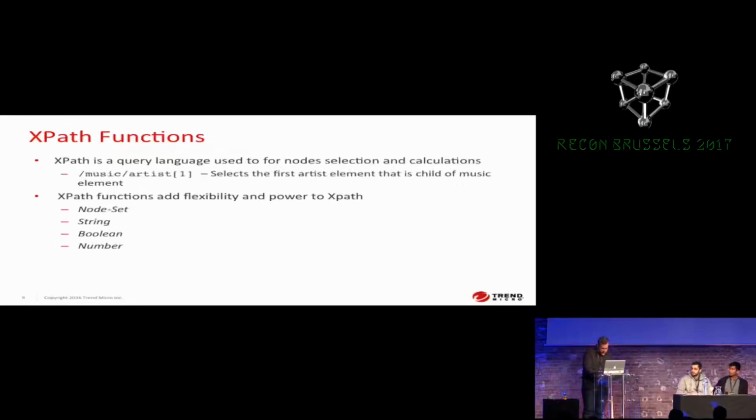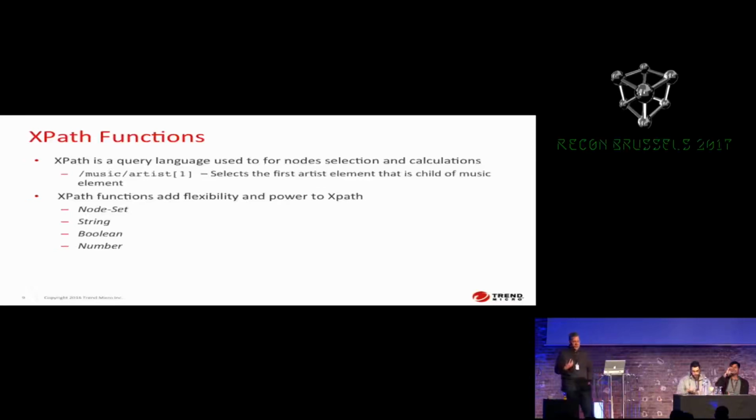Now, to also understand the XSLT format, you also need to understand how XPath works, because XPath is used to query the XML document to select nodes and perform calculations on the data that's coming in as it's going to be transformed. I put an XPath on the screen here, /music/artist[1]. This is going to select the first artist element that is a child of a music element in an XML document and then allow it to have processing performed on it.